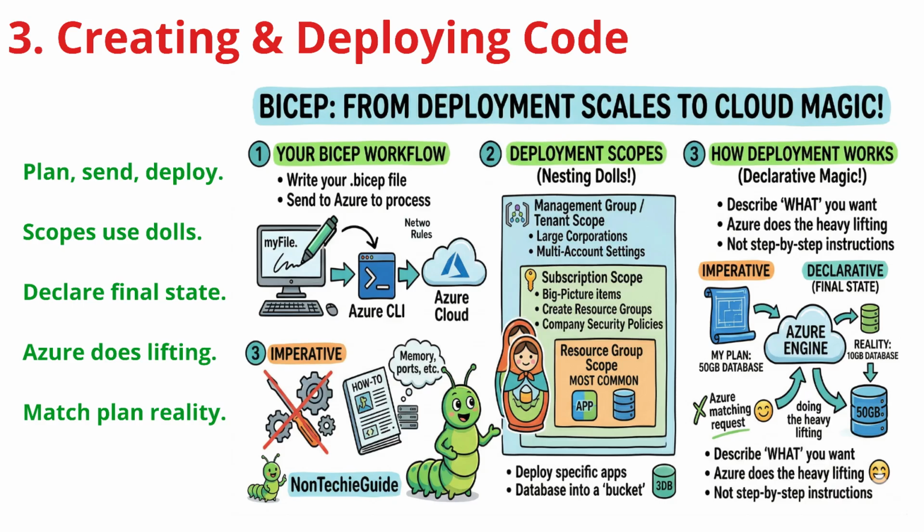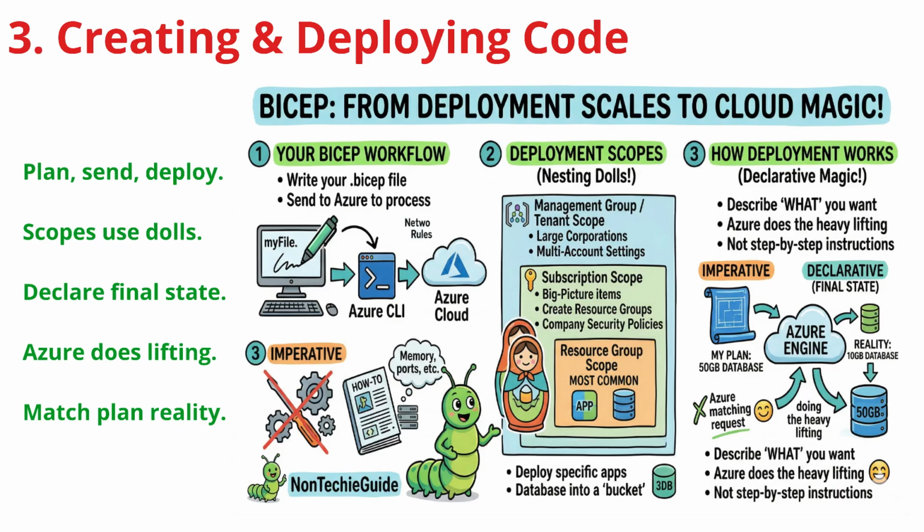The largest, outermost container is the tenant or management group scope, which large corporations use to set rules across hundreds of different sub-accounts. The next nested doll is the subscription scope, used for the big picture items, like creating new resource groups. The smallest, most common container is the resource group scope. Think of this final nest as a specific bucket where you deploy your apps and databases, keeping related items together.